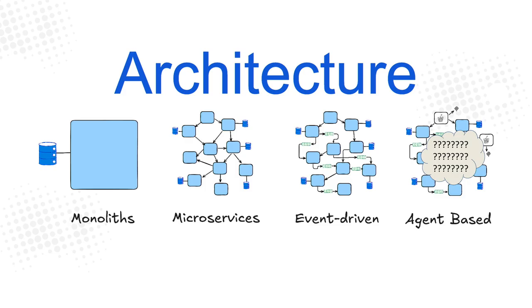So from an architectural point of view, when you're building monoliths, microservices, or even event-driven applications, we kind of know how the system scales, right?